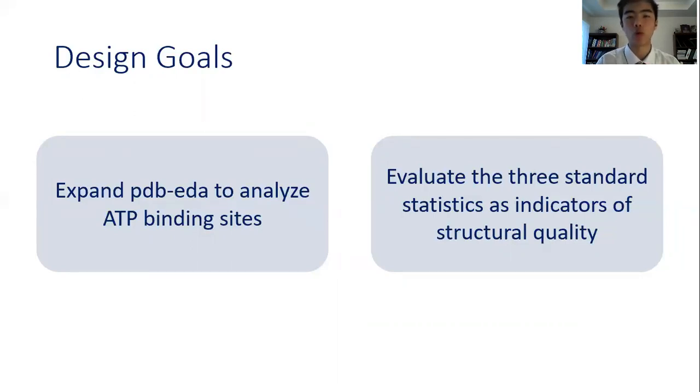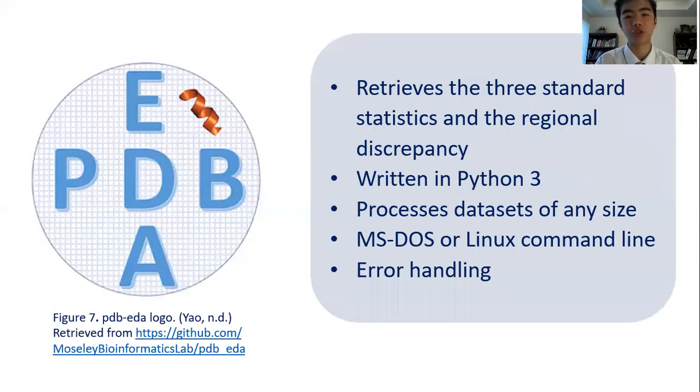And so before I went on to write the programs to expand PDB-EDA, I first made up some criteria for these new programs. The first thing is that this package should be able to retrieve the three standard statistics and the regional discrepancy. It should be written in Python 3, since the previous iteration was written in Python 3. It should be able to very efficiently process data sets of virtually any size. And it should be very portable in that it should only require an MS-DOS or a Linux command line to run.